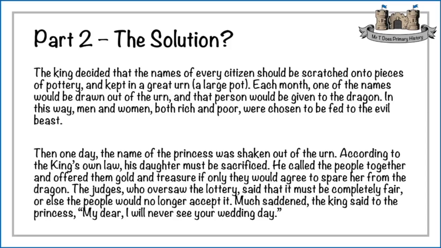According to the king's own law, his daughter must be sacrificed. He called the people together and offered them gold and treasure if only they would agree to spare her from the dragon. The judges, who oversaw the lottery, said it must be completely fair, or else the people would no longer accept it. Much saddened, the king said to the princess, "My dear, I will never see your wedding day."